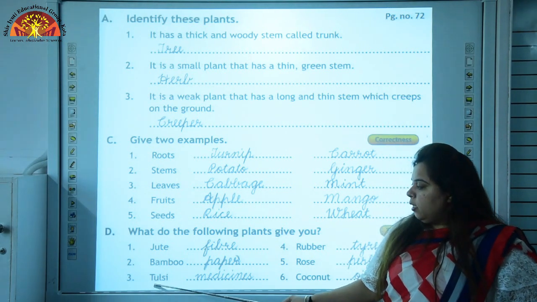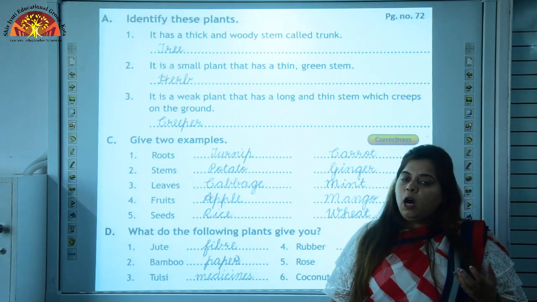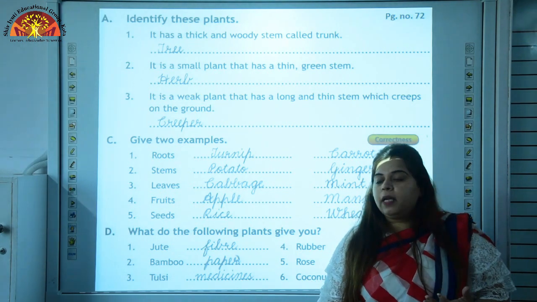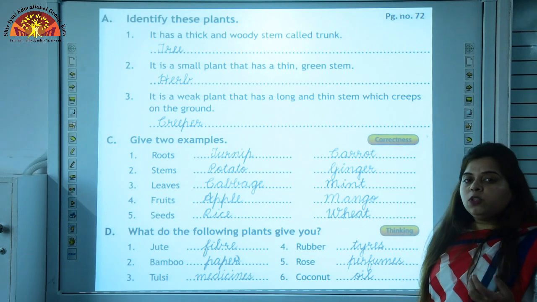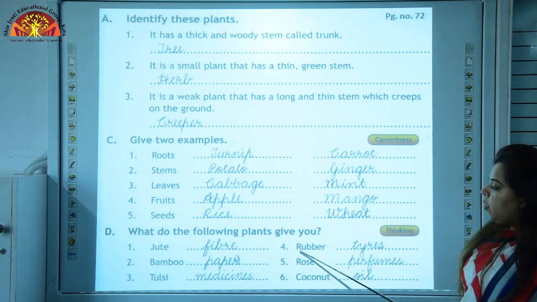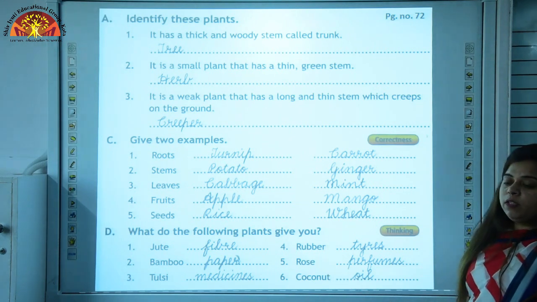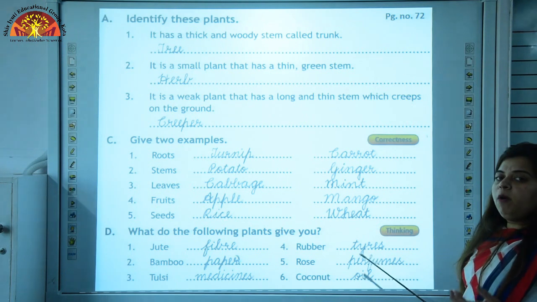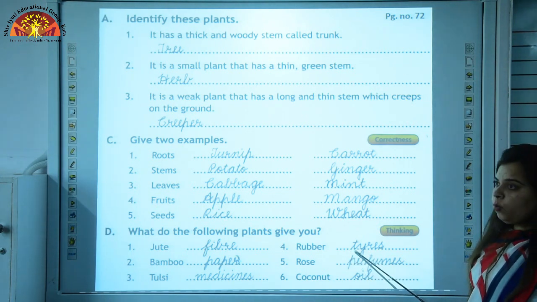Next is tulsi. Okay children, how is tulsi useful for us? What do we make from tulsi? We make medicines from tulsi. We will write medicines over here. Next, rubber. Now what do we make from rubber? We make tires from rubber. So we will write tires over here.